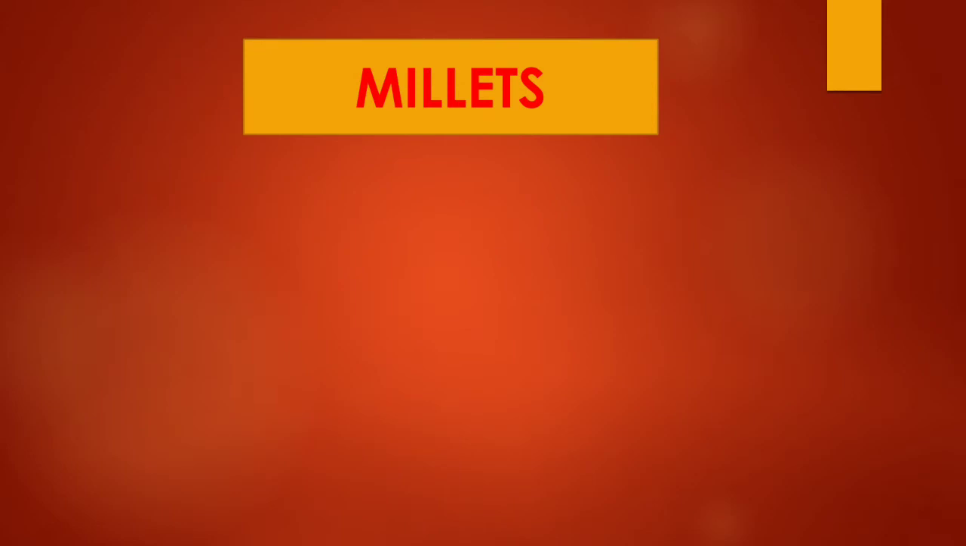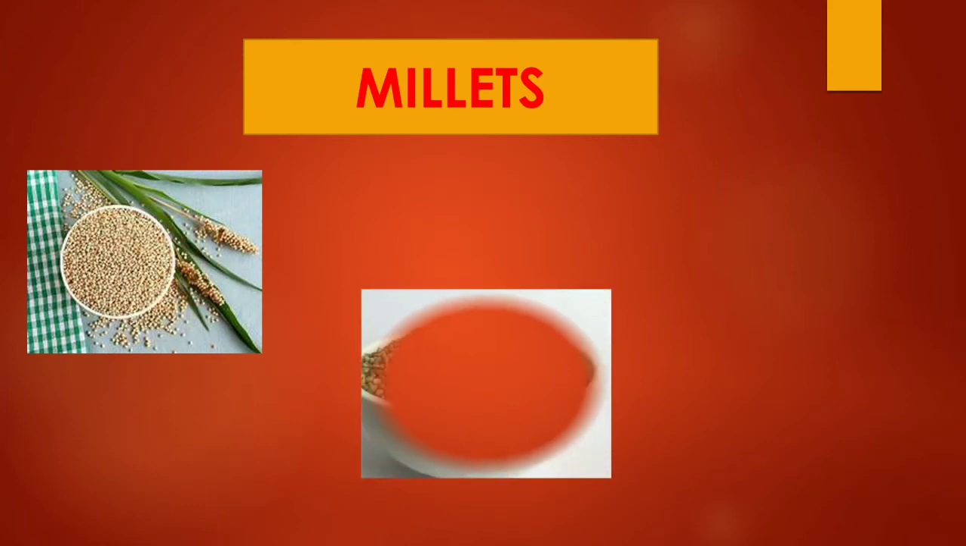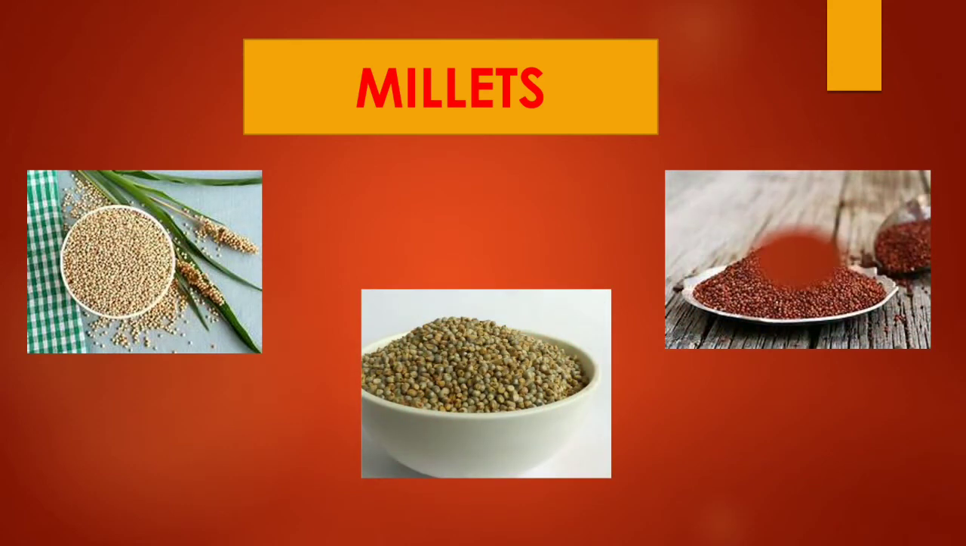Millets. Millet is a whole grain that's packed with protein, antioxidants and nutrients. It may have numerous health benefits such as helping lower your blood sugar and cholesterol levels. Millets include jowar, bajra and ragi. They are mainly grown in Rajasthan, Gujarat, Uttar Pradesh, Maharashtra, Madhya Pradesh, Andhra Pradesh, Tamil Nadu, Telangana and Karnataka. Almost all states of our country.